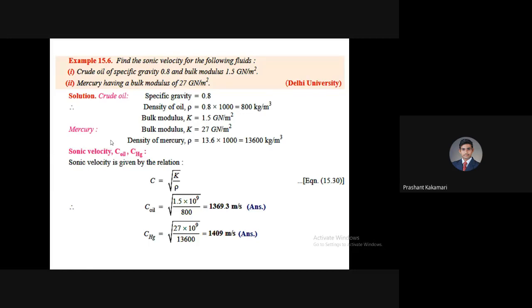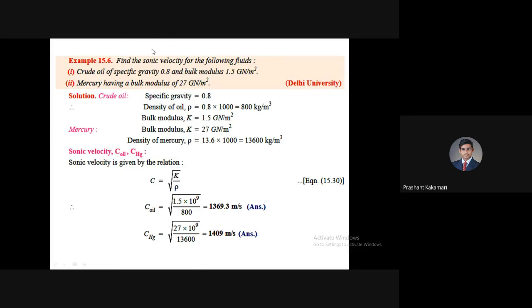We'll take the Mach number and its distribution. You can note down a few examples. Here we need to find the sonic velocity for the following fluids. Whenever in a problem they may say sonic velocity, or speed of sound, or disturbance in the fluid, all these points are the same.